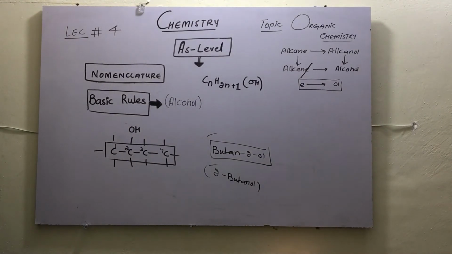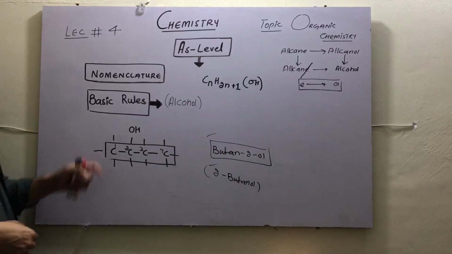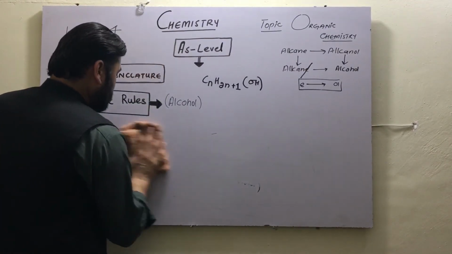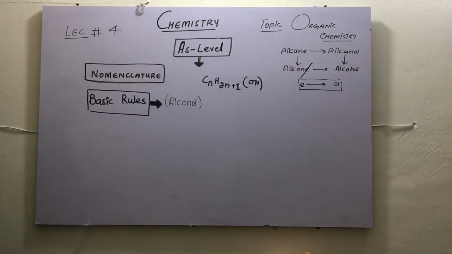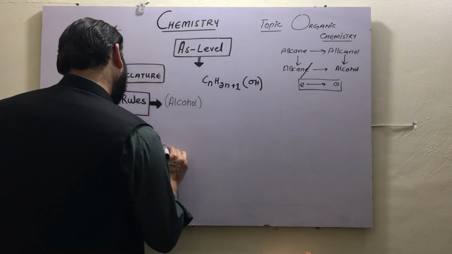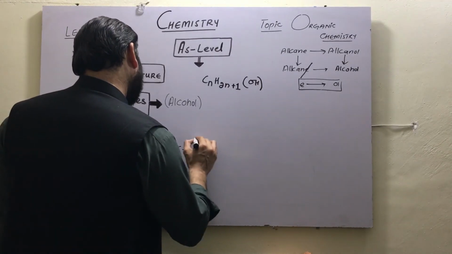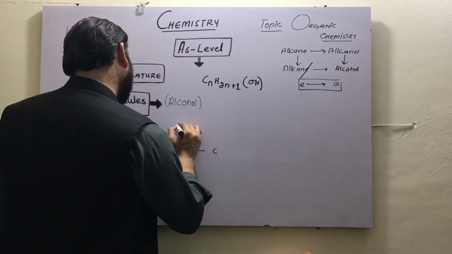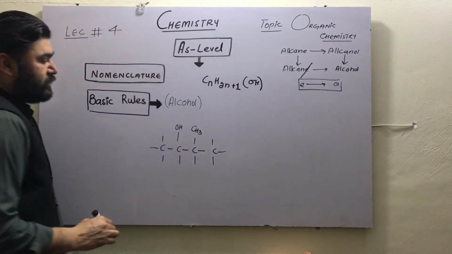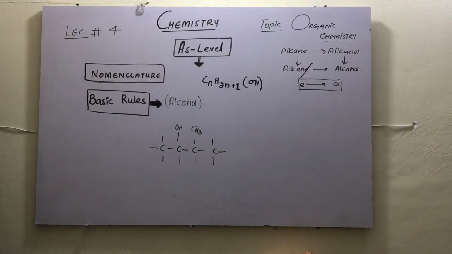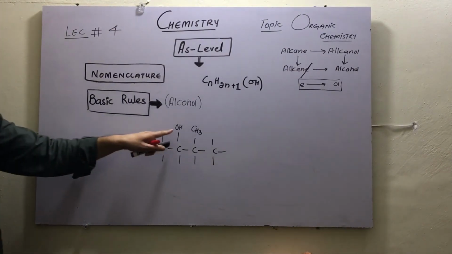Now suppose there is another compound where a methyl group is present and an OH group is present. So what will be the name? Suppose we have 1, 2, 3, 4. We can say here a substituent is present and here OH is present. So what will be the name of this structure? Very easy. Now see, you need to worry about the OH group, not about CH3.